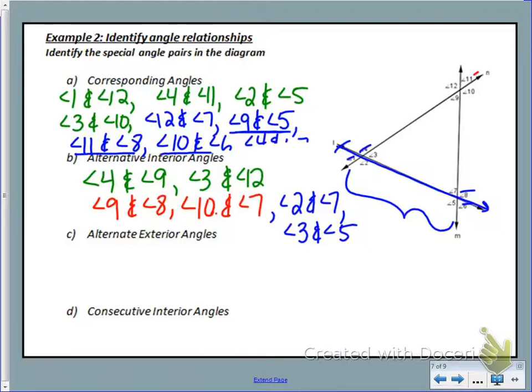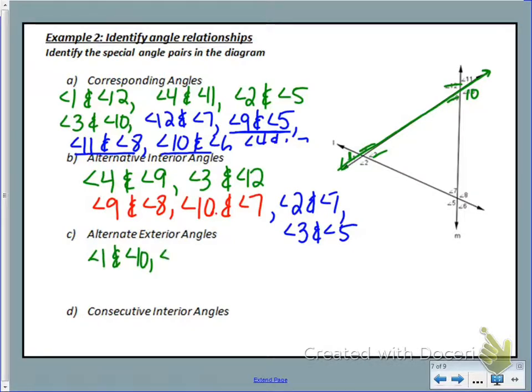Now let's look at alternate exterior angles. Now we're going to be working with the outside angles. So I'll start with our transversal N. So now these inside angles can't make interior angles, so we're going to be looking at what alternates with 1. So 1 would alternate with 10. So angle 1 and angle 10, angle 11 and angle 2. Keep in mind they can't be on the same side of the transversal, and they both have to be on the exterior of the angles, or of the lines, excuse me.